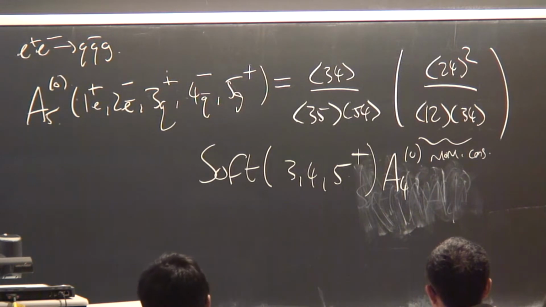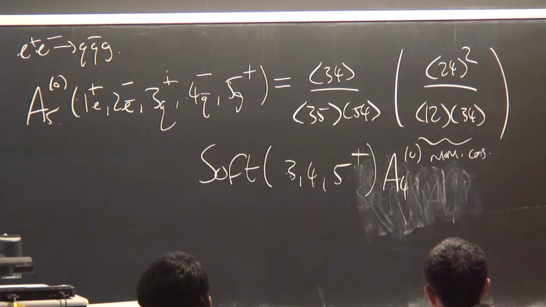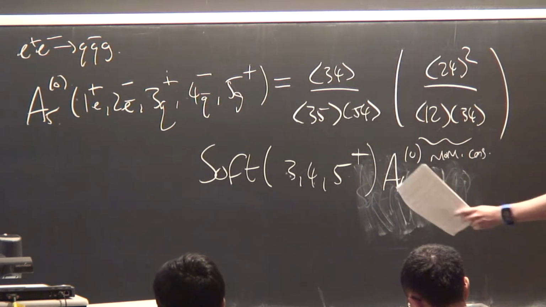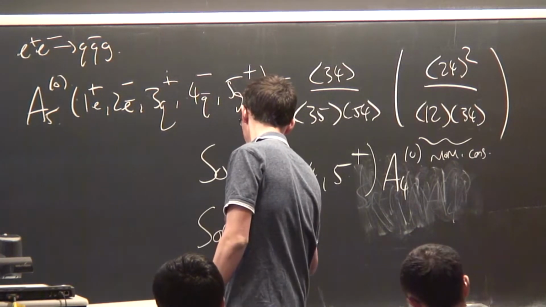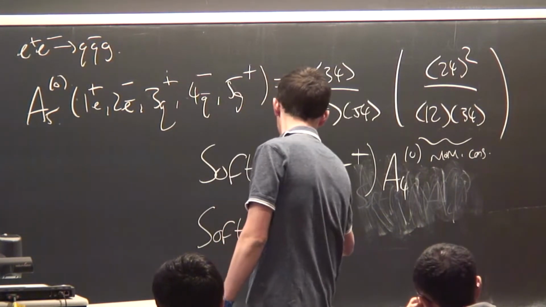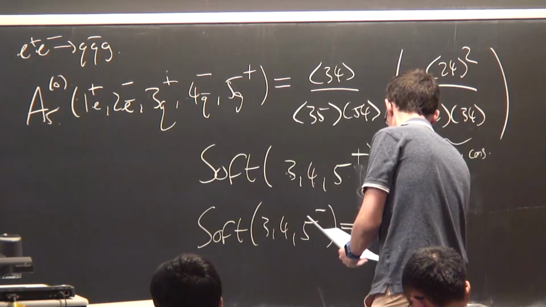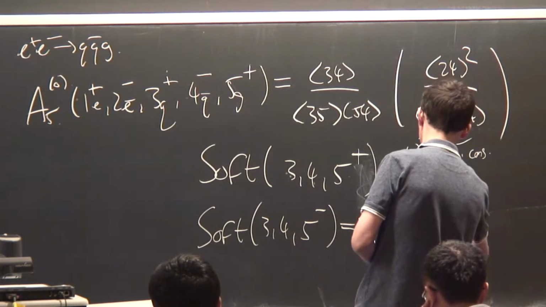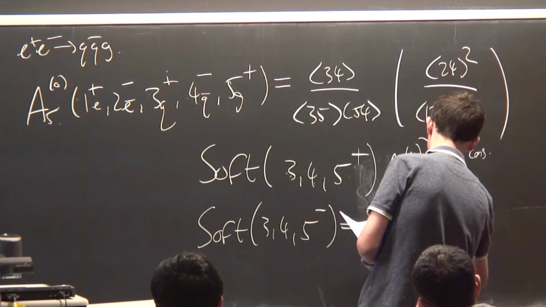You notice that I suppress the helicity dependence of 3 and 4 because I don't care. This thing is invariant under flipping the helicities on 3 and 4, and only depends on the helicity of p5. And so there's another one which is Soft minus, which is just given by the minus the conjugate one.